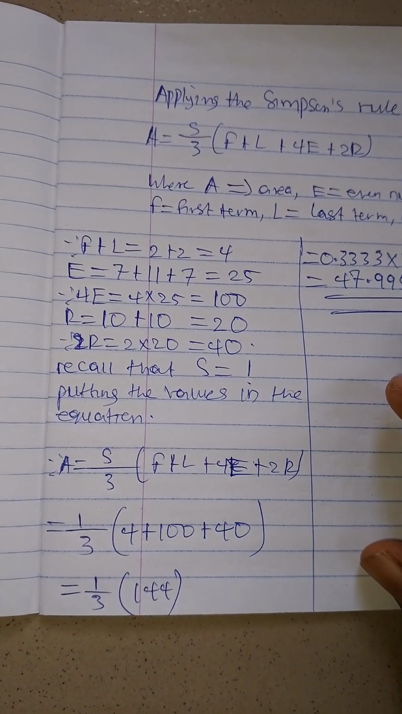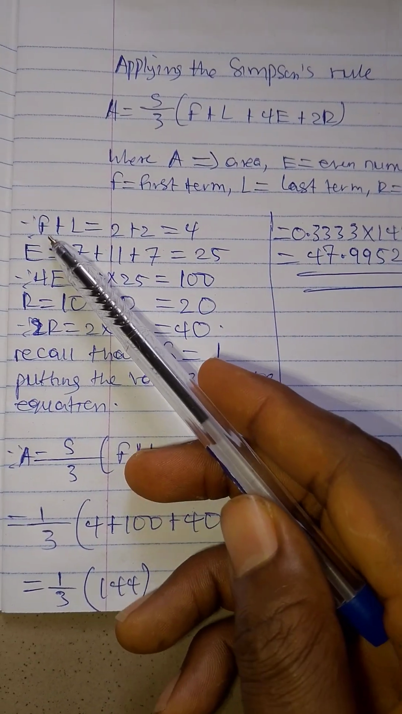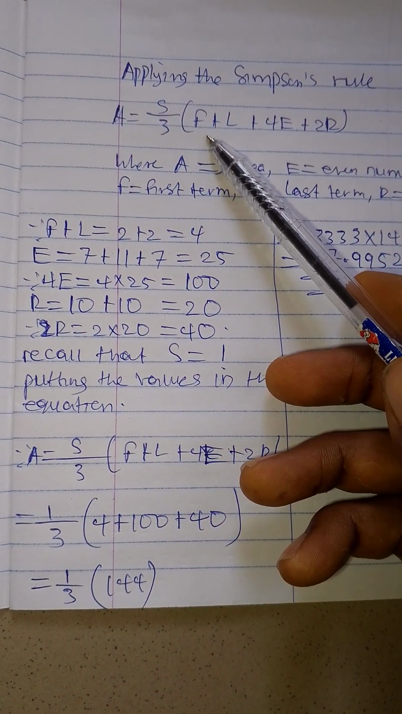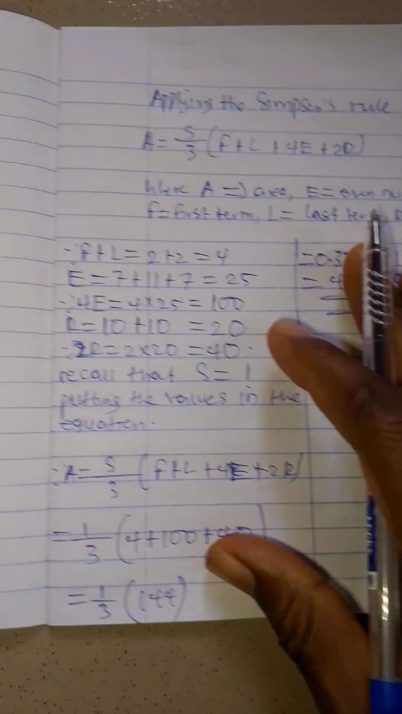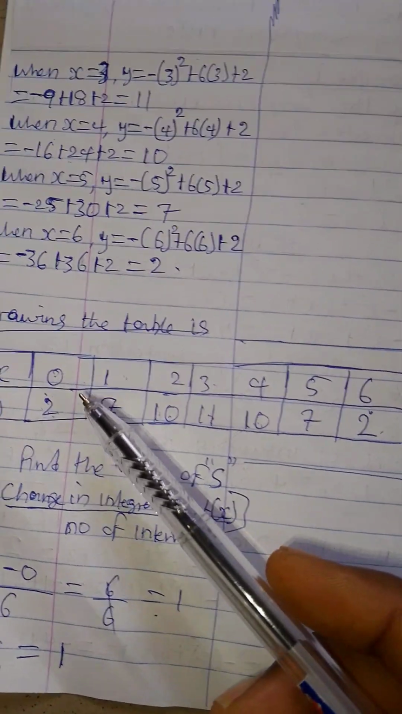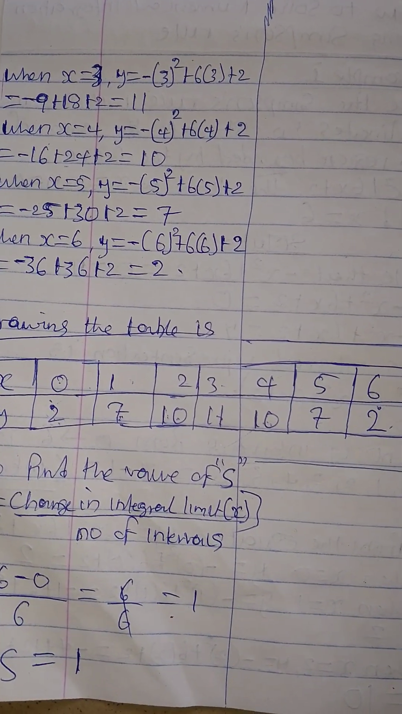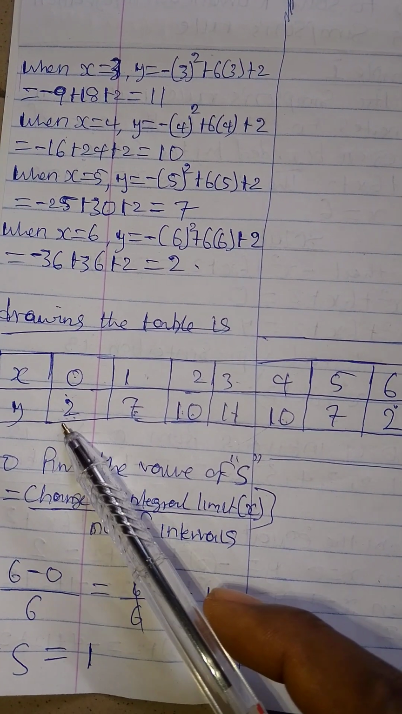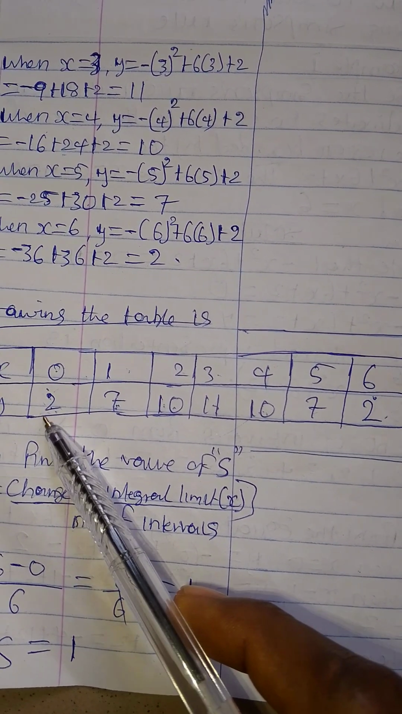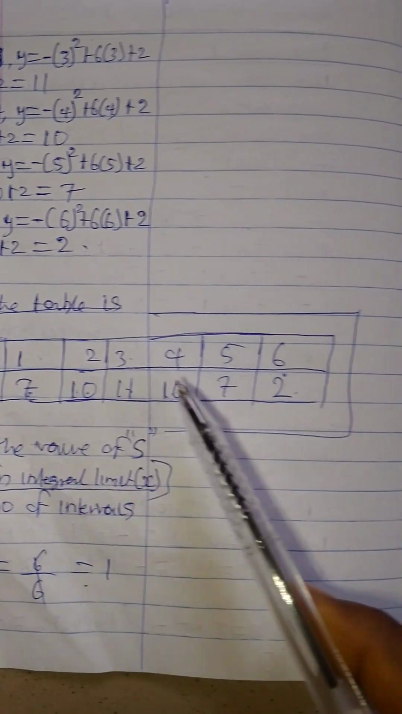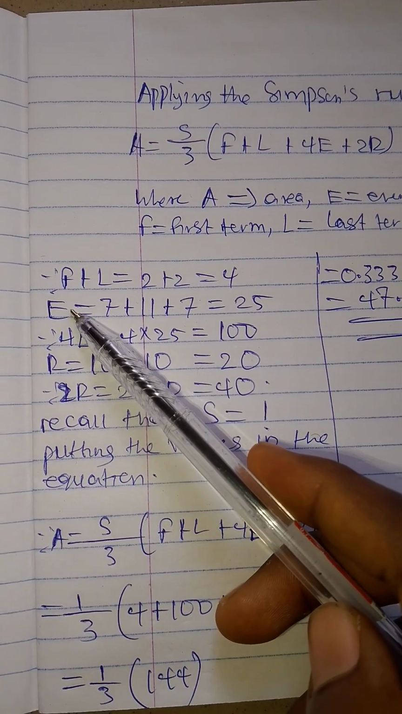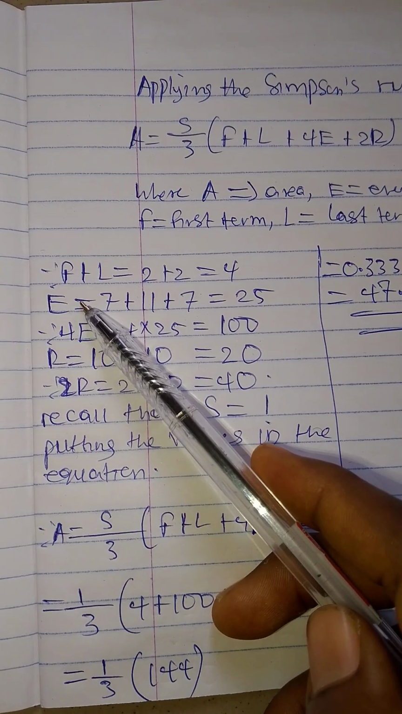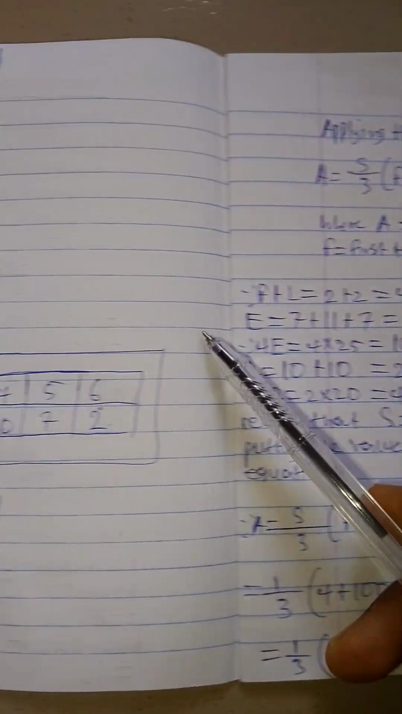Okay, so what next? Now let's find the value of F plus L, where F is the first term and L is the last term. The first term in y is 2 and the last term is 2. That is 2 plus 2, which gives you 4.